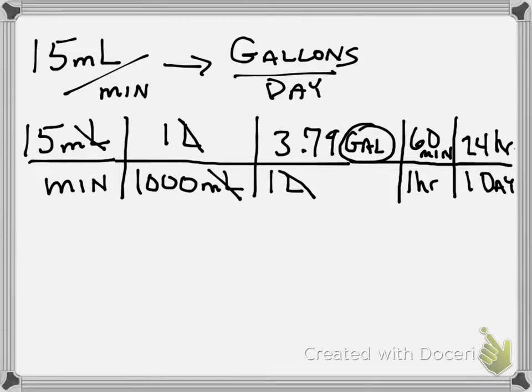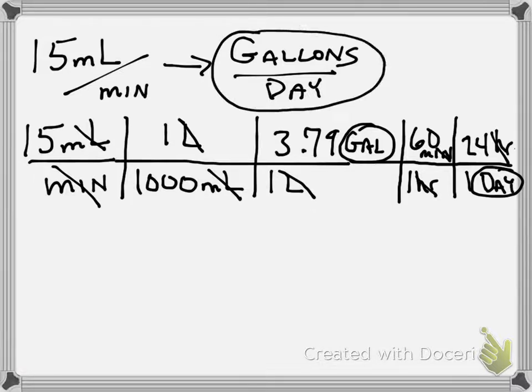So let's look at these units. Minutes in the numerator, that's gone. Hours in hours, those are gone, and you are left with days, which is in the denominator. And checking on our units up here, we wanted our answer in gallons per day, and we have that. We have gallons per day.